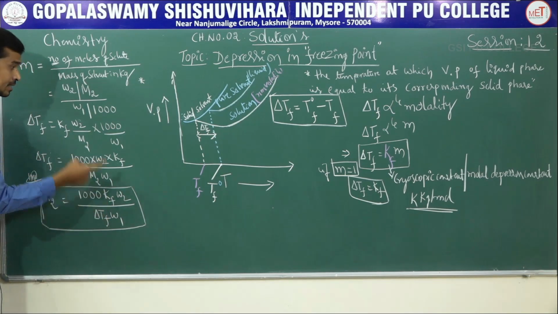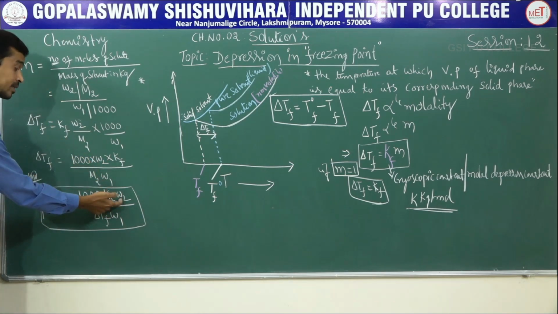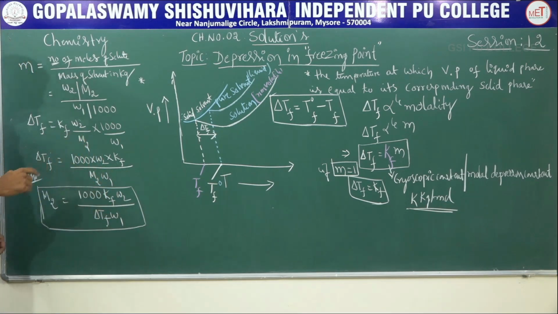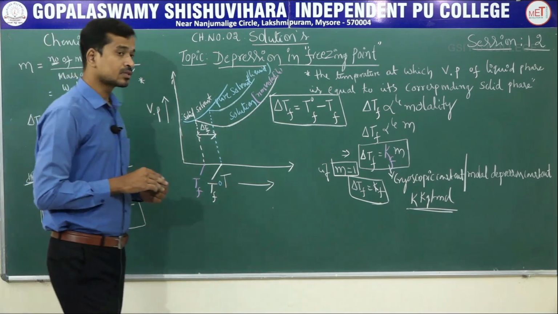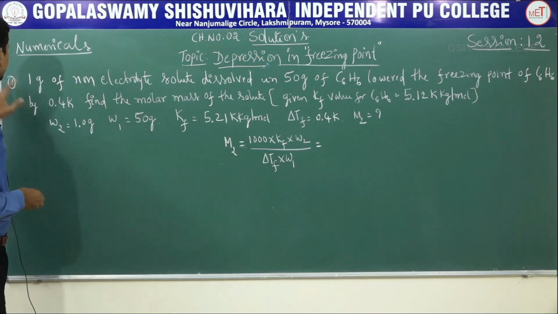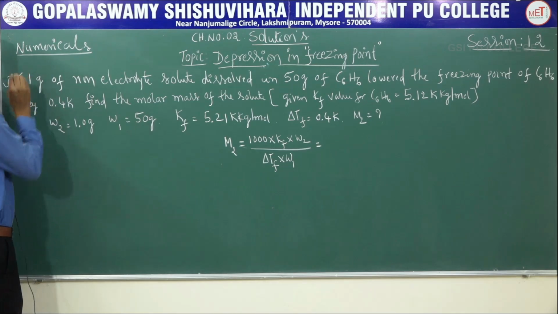What does Kf indicate? Cryoscopic constant or molar depression constant. W2 indicates what? Mass of non-volatile solute. W1, mass of solvent. Delta Tf, depression in freezing point. Clear? Next, move on to some important numerical problems. Clear? Let us consider the first numerical problem.